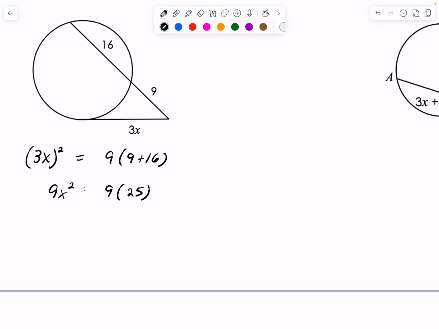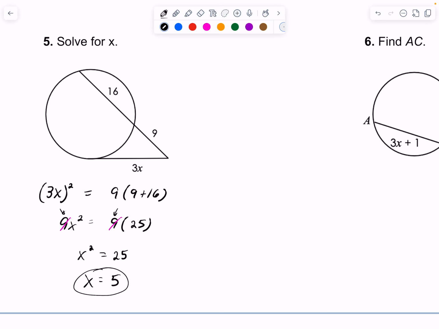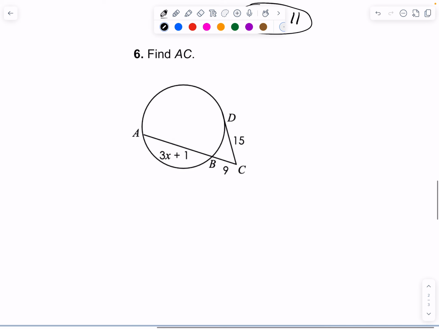I went ahead and just did not multiply the 9 times the 25 because I noticed I have a 9 on this side and a 9 on this side, so those will cross out. So I just have x squared equals 25 or x equals 5. Just solving for x here. I went ahead and I only used the positive one, so I can't have a negative segment length, so we're just going to do positive 5 for x. Okay, last one. All right, same thing here.